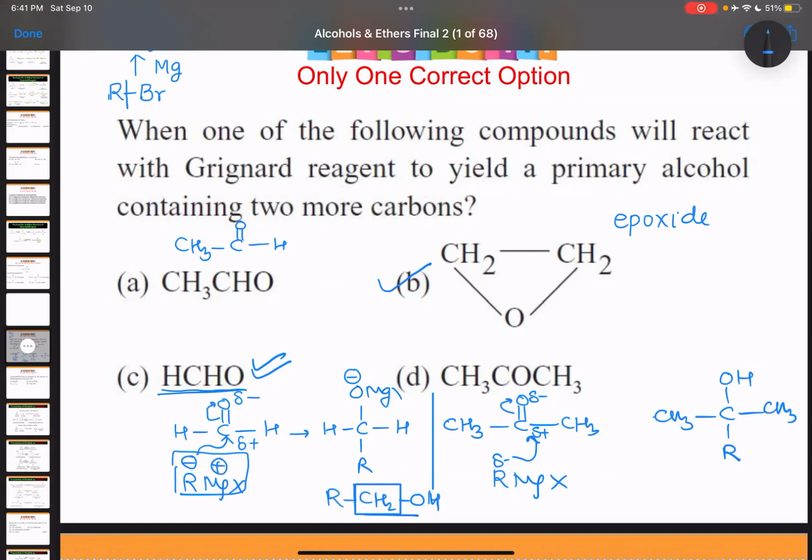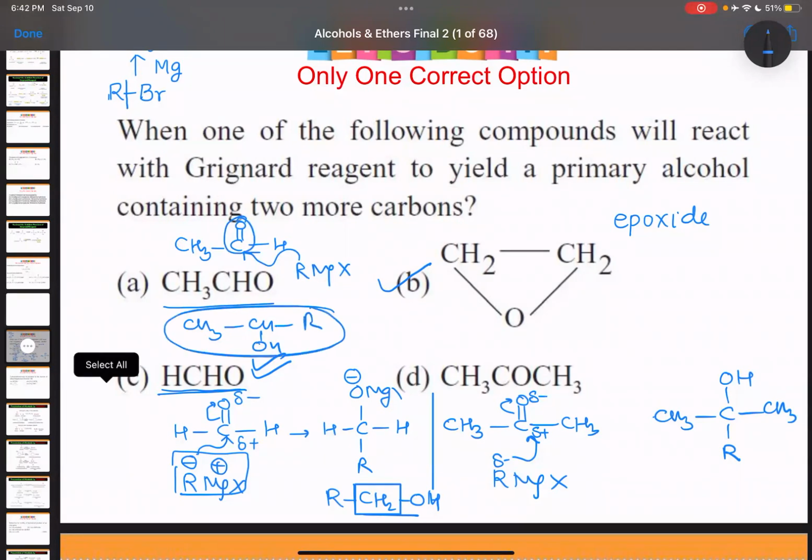And any aldehyde other than formaldehyde is going to give you a secondary alcohol, because CH3CHOH, okay, this will become OH and R. So it is going to be a secondary alcohol, a 2-degree alcohol, because it is connected to 2 carbons. But what will happen to epoxide?